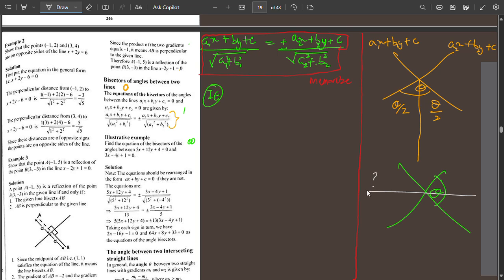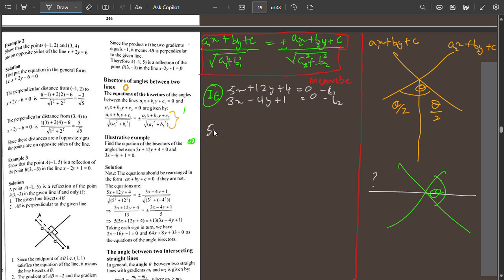So this is how we find it. We use the formula, so let's look at the formula up here. Let's use the first equation as our line 1: 5x plus 12y plus 4 is equal to 0. That's L1. And then 3x minus 4y plus 1 is equal to 0. That's L2. So we have to solve these two using the equation. Let's put it in there.